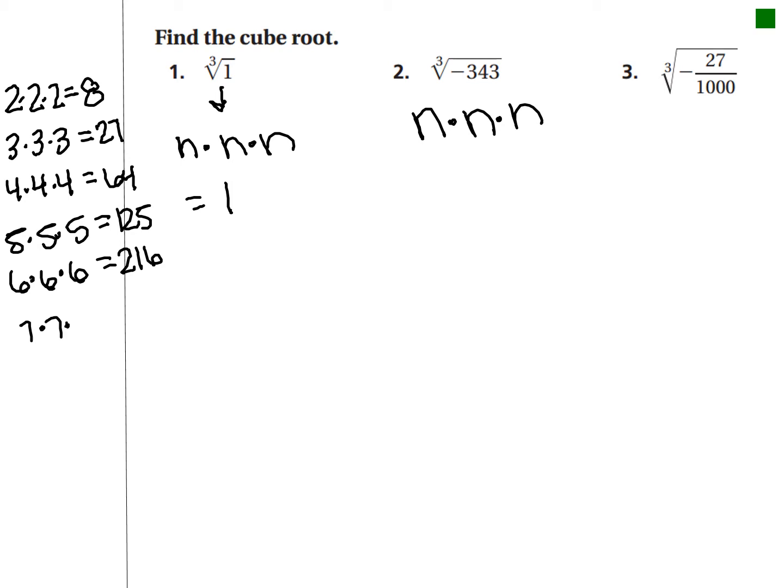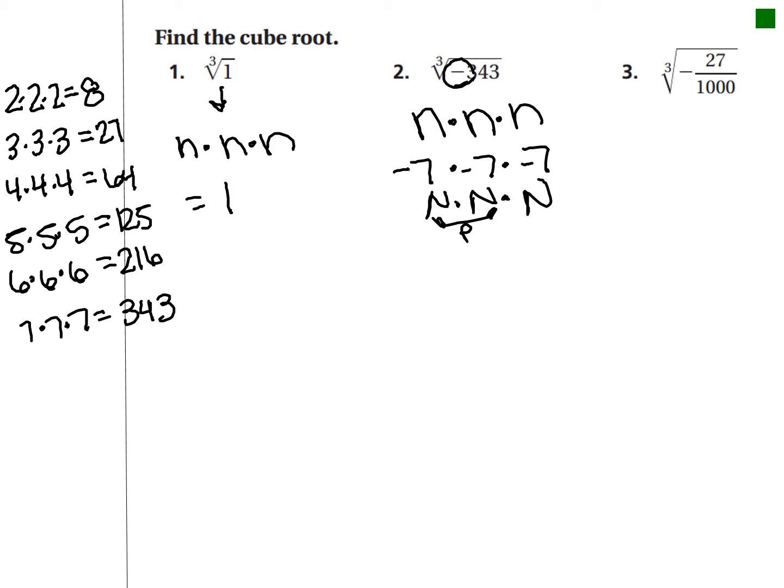7 times 7 times 7. 7 times 7 is 49, and 49 times 7 is 343. So I found the right number. It's 7 times 7 times 7, but it's a negative, so all of these are going to be negative. Negative times negative is positive, and positive times negative is negative, so the answer is negative 7.